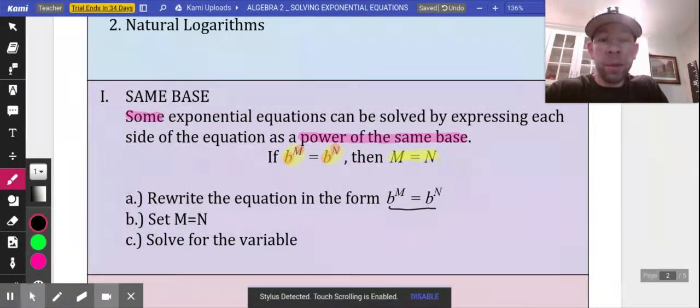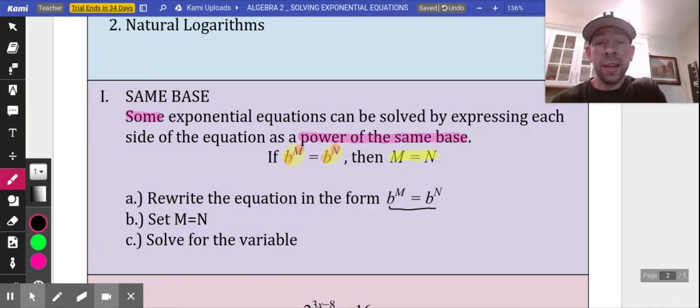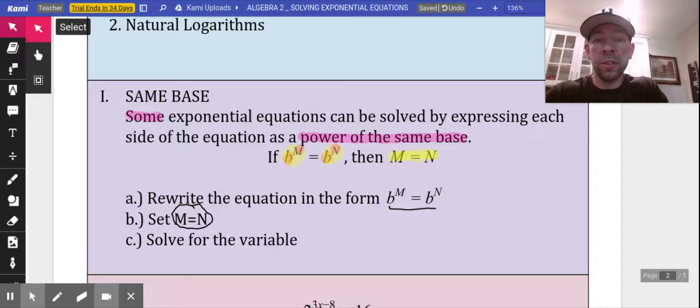Usually we're going to have to manipulate one side, but sometimes we're going to have to manipulate both sides. Once we get there, we're really in good shape. We just set those exponents equal to each other, we solve for x or whatever the variable is, and we're off to the races. So let's see what this looks like.